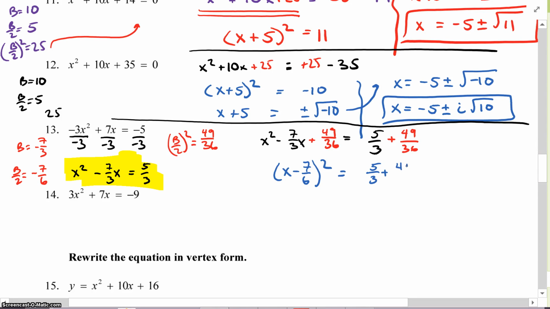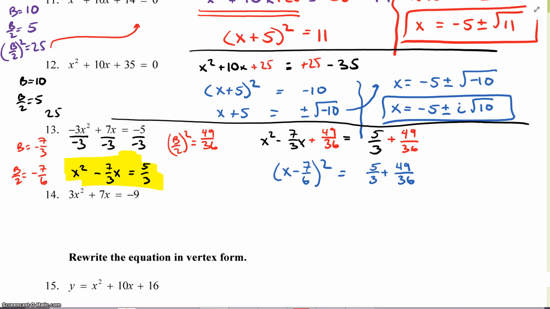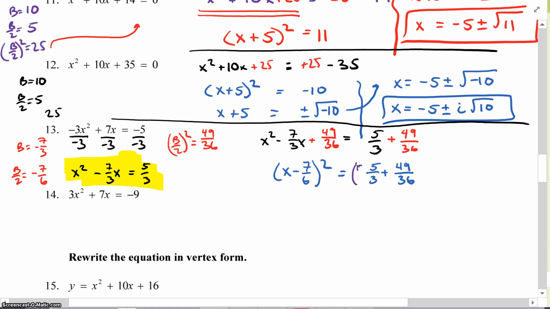5/3 plus 49 over 36. Now we've got to get the denominators on the right side to be the same. So we're just going to multiply the top and the bottom of the first term by 12. So that's going to get us 60 over 36 plus 49 over 36, which is going to equal 109 over 36. So again, it's going to be (x minus 7/6) squared equals 109 over 36.